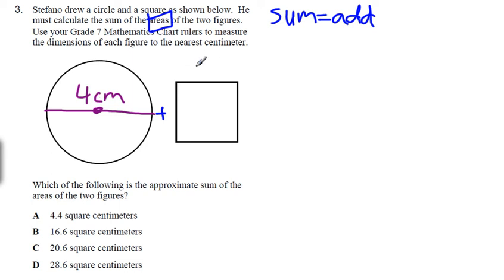And our square is 2 centimeters by 2 centimeters. So to find the sum of the areas, we would need to find each area on its own. So let's start with our circle here. The formula for area of a circle, which we talked about in the last problem, was pi r squared.